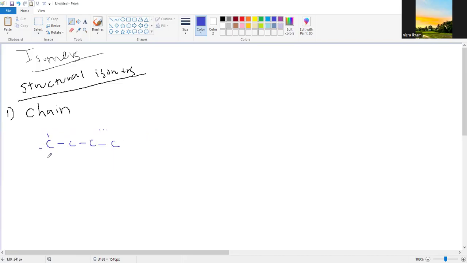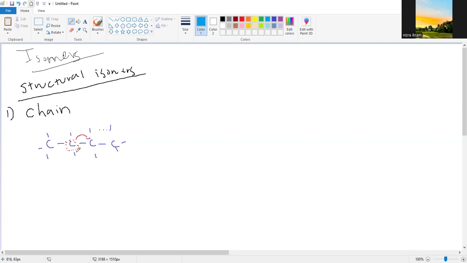Okay. So all of these are having hydrogens. Okay, carbon will form four bonds. So this is a four carbon chain compound. Now this same compound I can draw this way. So what I'm going to do is this carbon I'm going to branch it and put it here.